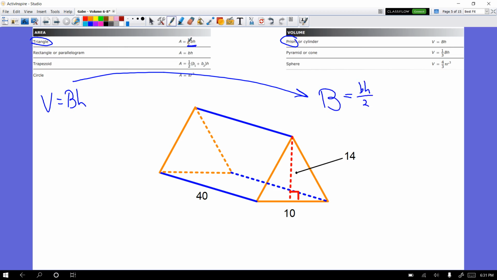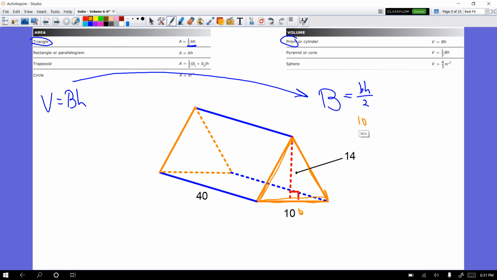Anytime you see a fraction there, and whenever we get into spheres, it'll become more clear, but if you have half of something, it's the same thing as dividing by 2. So the base of the triangle, let's just focus on the triangle right now, okay? The base of the triangle, little baby b, is 10.